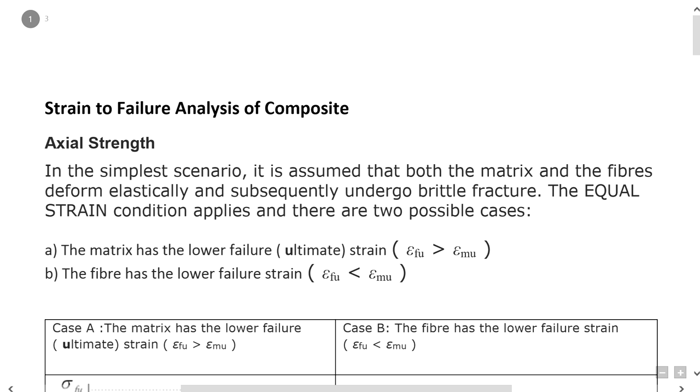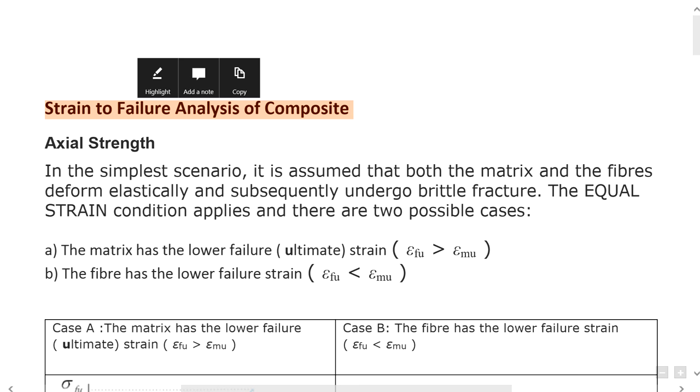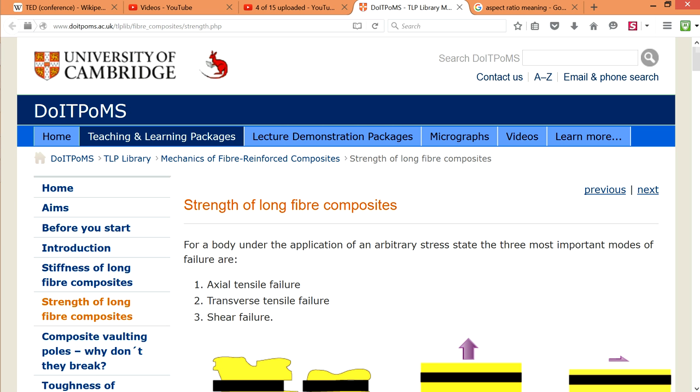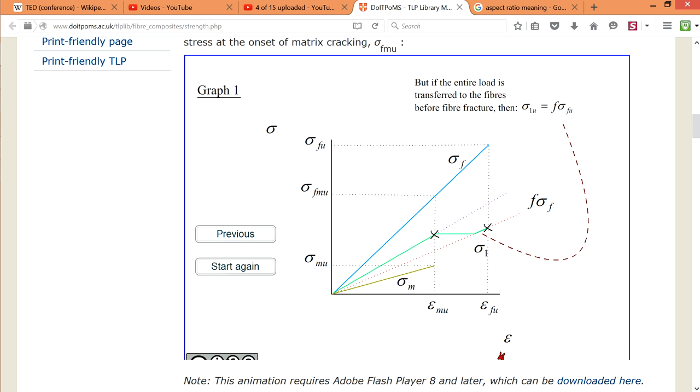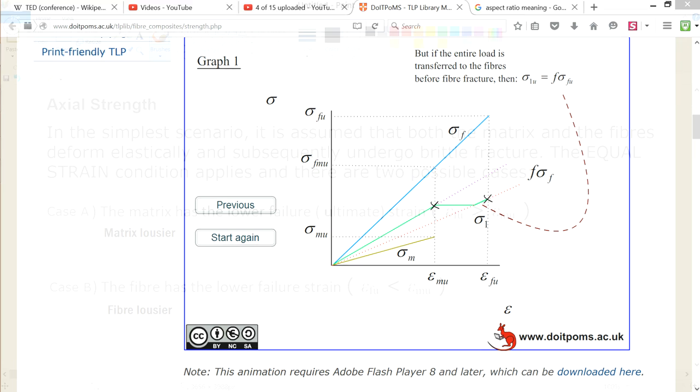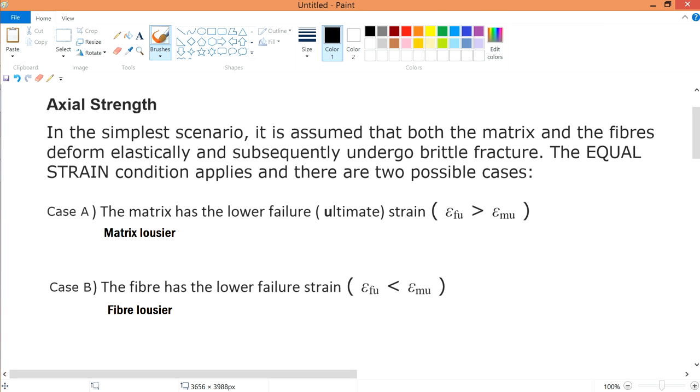In this video, we'll review the PDF of strain to failure analysis of composite. Also go to this website, it's exactly the same. I'll be using this website to talk about things later on also. So the key issues with this are two cases: there will be case A and case B.